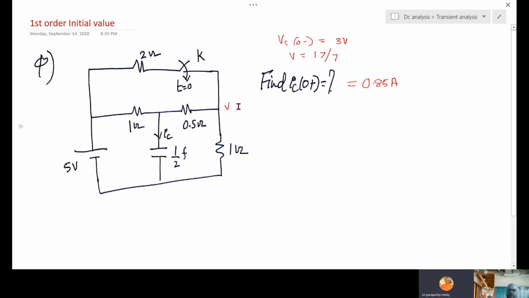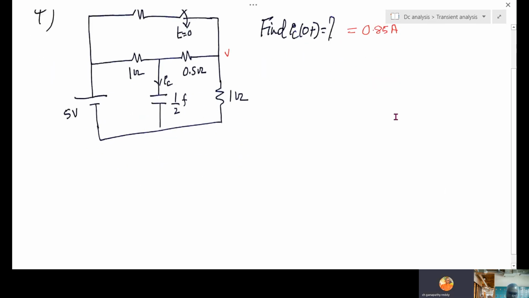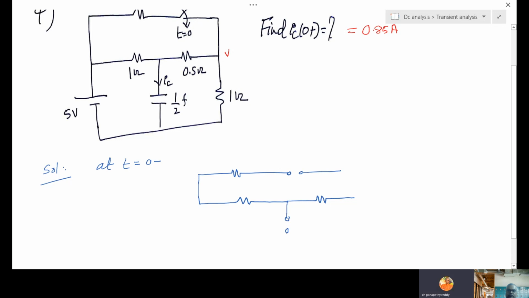Another problem. Find IC0 plus. So because 0 plus again, draw the equivalent at t equal to 0 minus first. 0 minus which is open. Capacitor open.